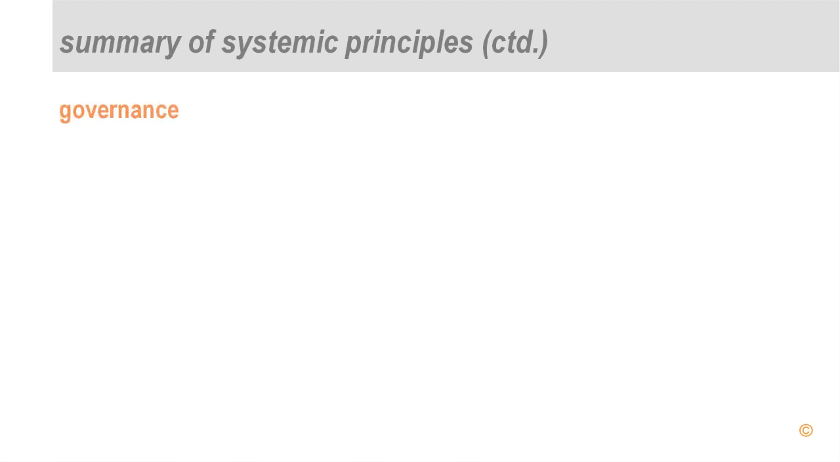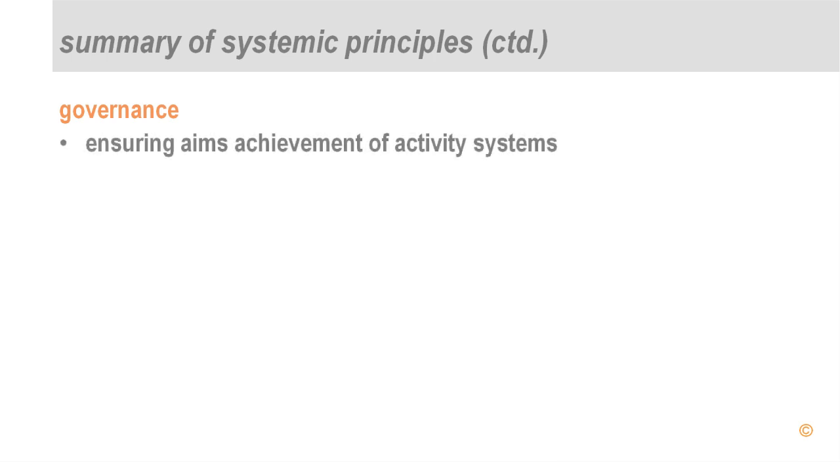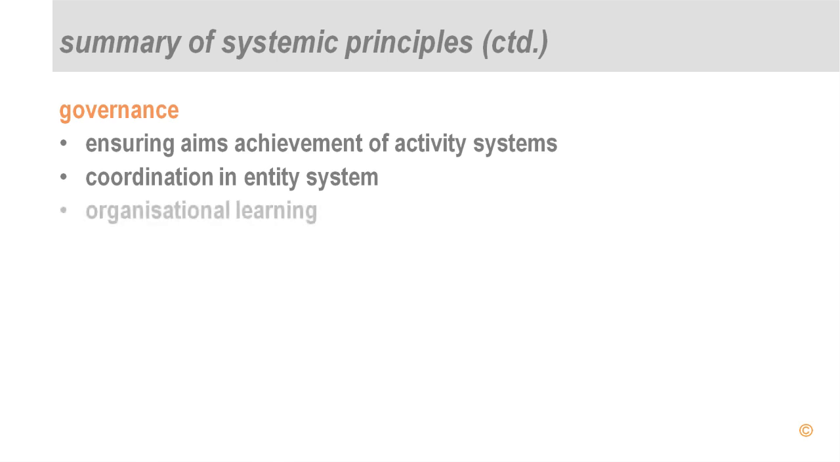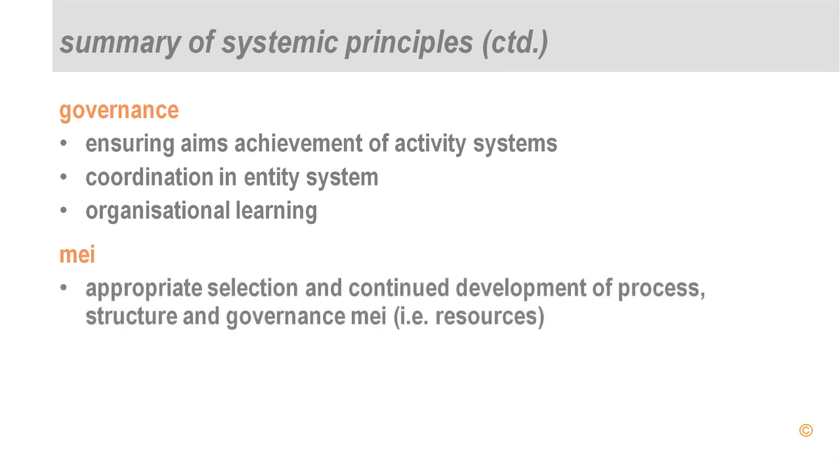The governance considerations of a design should ensure that the aims of the activity system can be achieved and that there is coordination throughout an entity system. There should also be ongoing performance management and ongoing organizational learning. The MEI considerations of the design should be appropriate selection and continued development of the process structure and governance resources of the system.